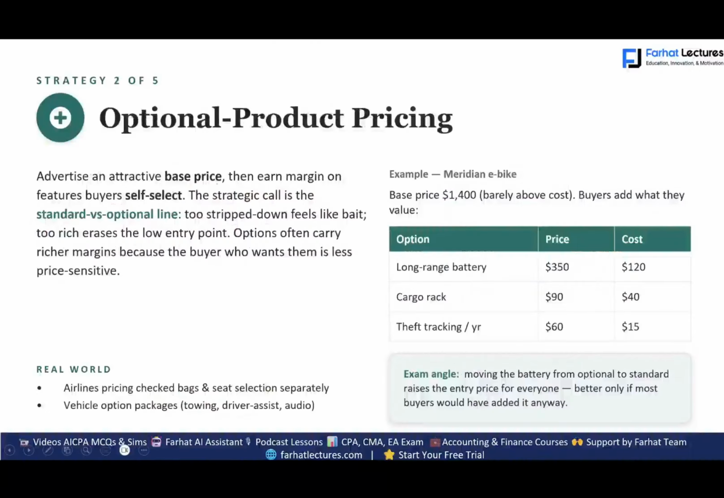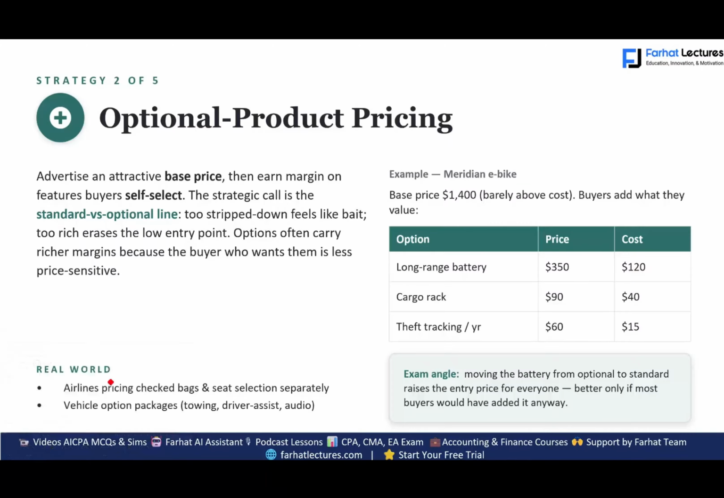The second strategy is optional product pricing. Now, what if the company takes the opposite approach and advertises the absolute lowest entry price possible? So what they're trying to do here is pull you in through the lowest price. This is optional product pricing, where the company advertises a bare-bones base price and earns a rich margin on self-selected add-ons. What could be a good example of this?